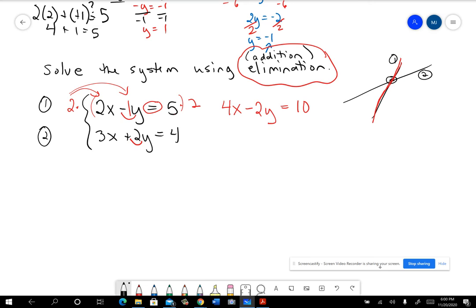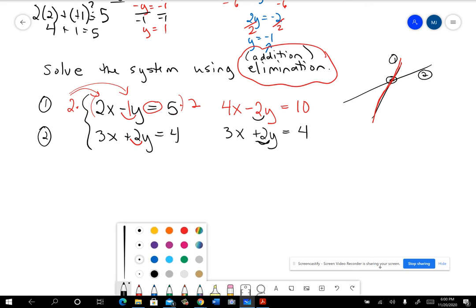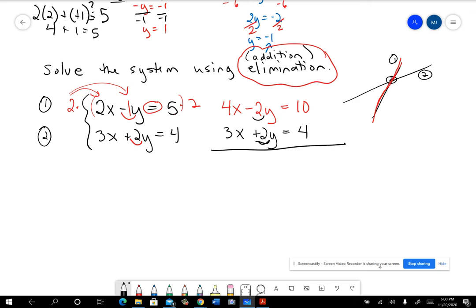All right, so what I'm going to do is bring this other equation over. And if you're using the addition or the elimination method, one of your goals is to get these numbers to be opposites. And the reason you want them to be opposites is a negative 2y and a positive 2y would add up to be 0. So now we're going to add these two equations together, and notice they're already lined up where the like terms are lined up.